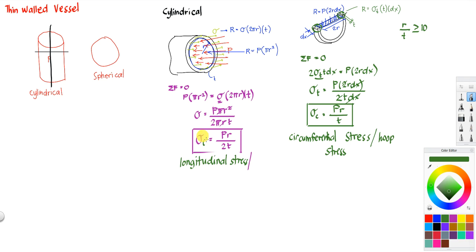I change it to sigma L, ano, and then sigma C. So, para mas tama. Circumferential and longitudinal stress.